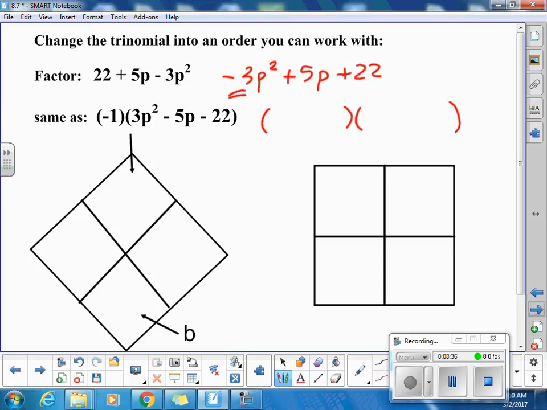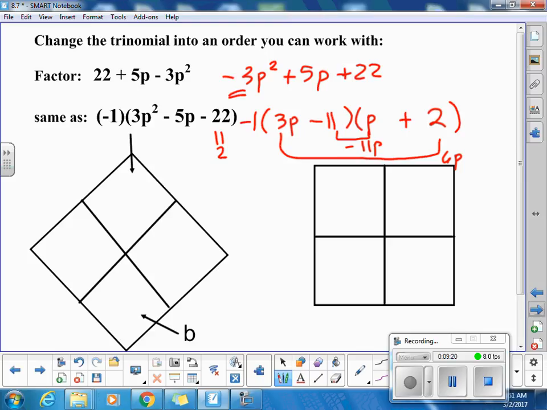The traditional way, I'm going to have that negative 1 just hanging out, but I have a 3p here and a p here. Factors of 22: 11 and 2. They multiply together to give me negative 22 and add together to give me negative 5. I know that one has to be negative and one has to be positive. The bigger one, in fact, has to be negative. So let's try the 2 here and the 11 here. If I do that, I get 6p, and here I get 11p, and I want it to be a negative 5, so it'll be negative 11 and positive 2. That gives me negative 11p plus 6p, which is negative 5p.